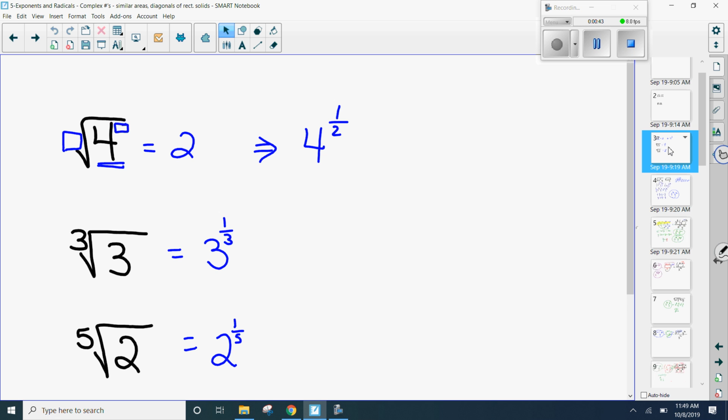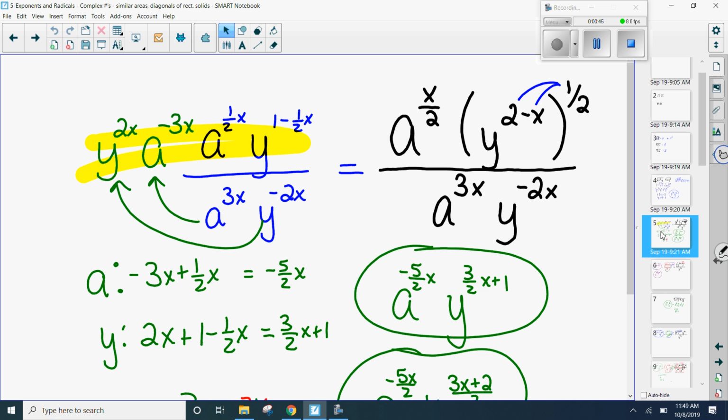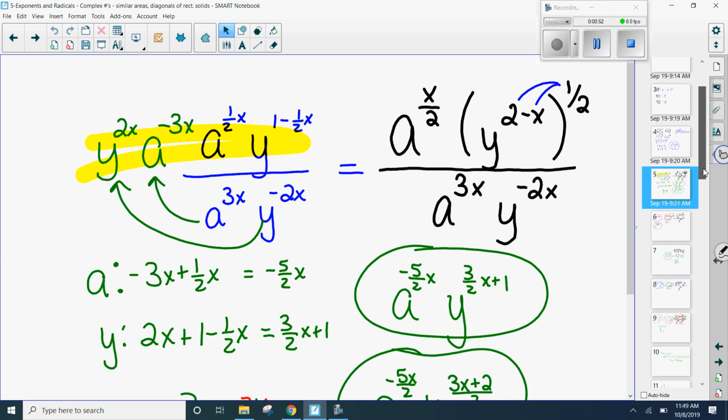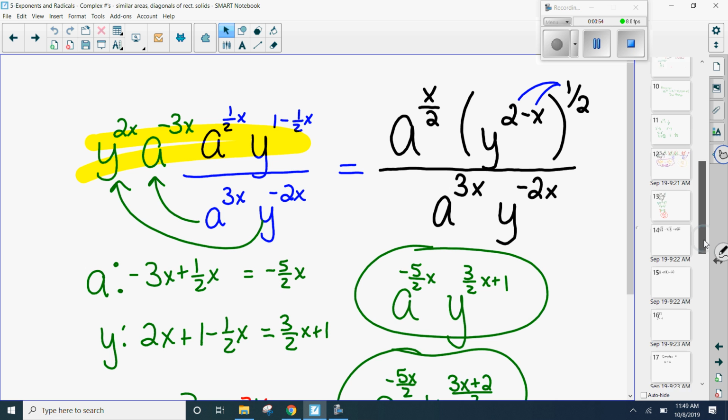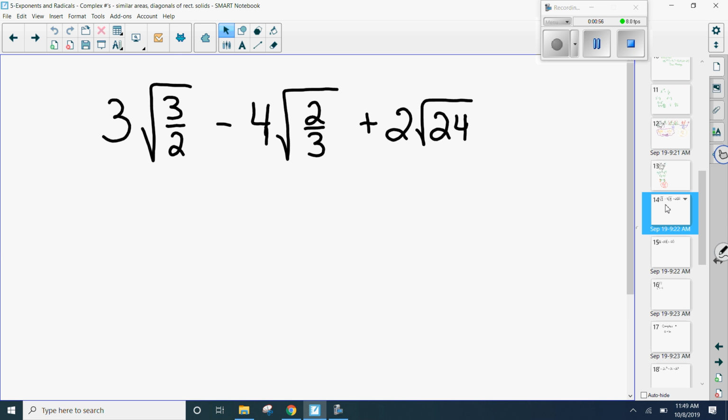Well, we just talked about how fractional exponents are the same thing as roots. So those are just some examples of what we've looked at. So now what we want to look at is radicals and how we can simplify radicals. Now, when you take the square root of a fraction, you take the square root of the numerator over the square root of the denominator.